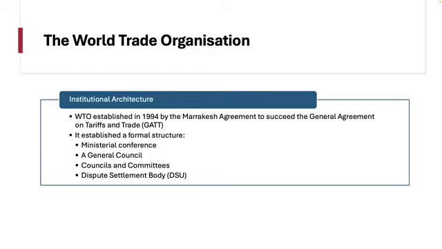But this Marrakesh Agreement establishes a World Trade Organization. The World Trade Organization, like it says here, has a formal structure. It has a ministerial conference, has a general council, it has a number of councils and committees, and it also has a dispute settlement body that is elucidated by the Dispute Settlement Understanding, the DSU.